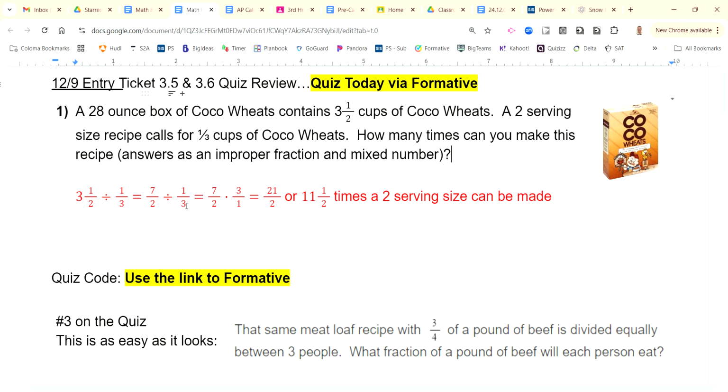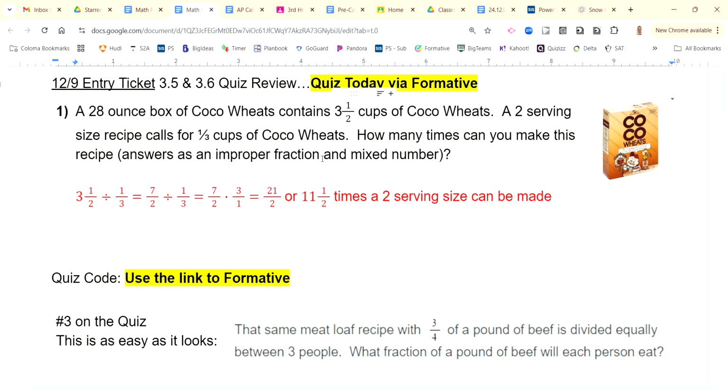If you recall from previous discussions, dividing by a fraction is the same as multiplying by the reciprocal. So we do 7/2 times 3 over 1. 7 times 3 is 21. 2 times 1 is 2. So our answer is 21/2.